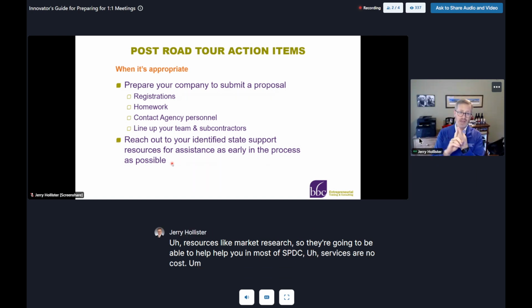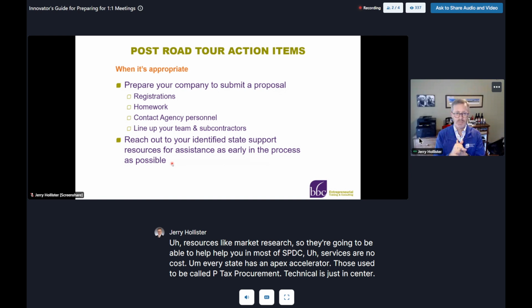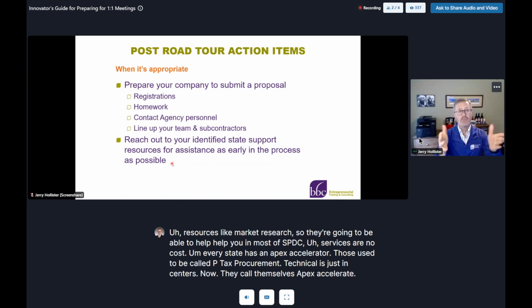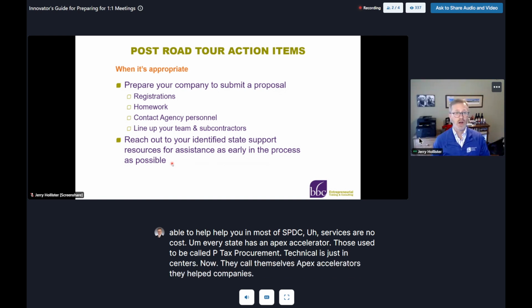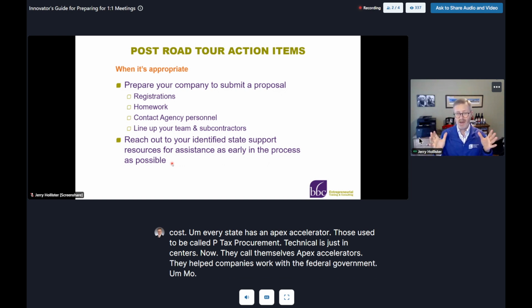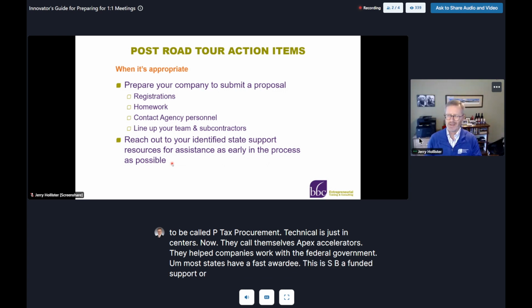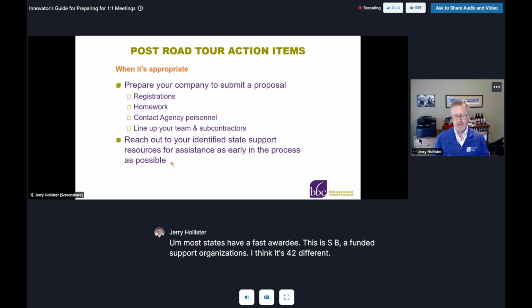Every state has an Apex accelerator. Those used to be called PTACs, Procurement Technical Assistance Centers. Now they call themselves Apex accelerators. They help companies work with the federal government. Most states have a FAST awardee. This is SBA-funded support organizations. I think it's 42 different states have FAST awardees. So look those all up.